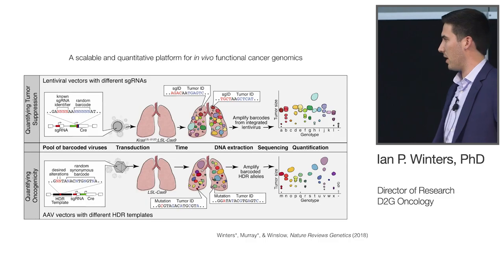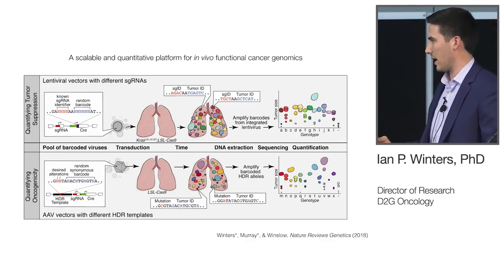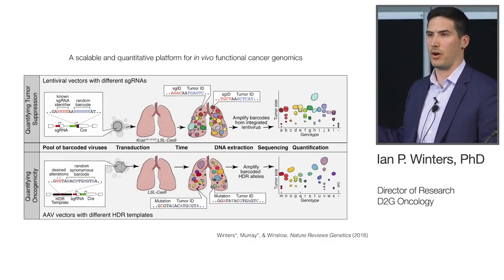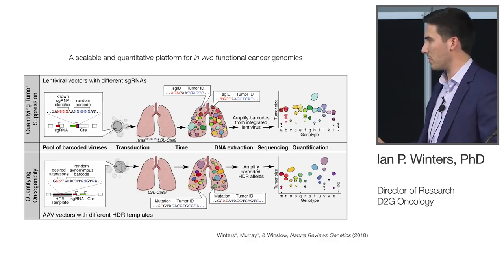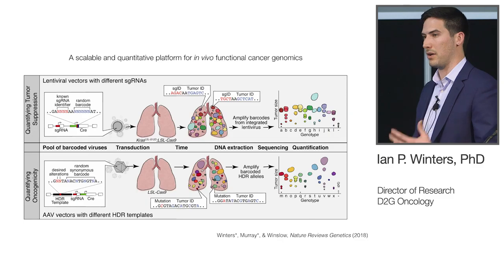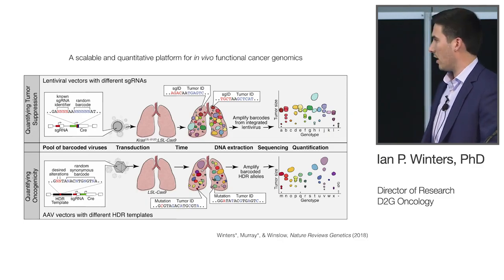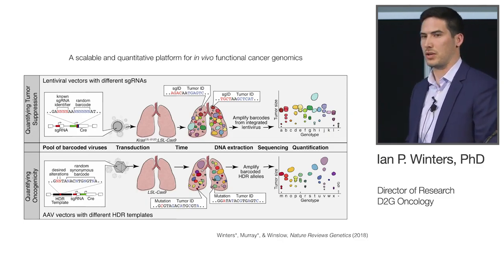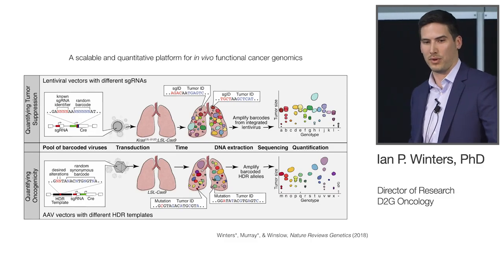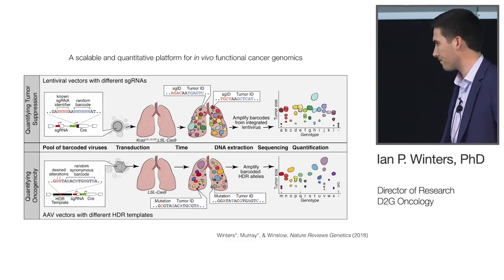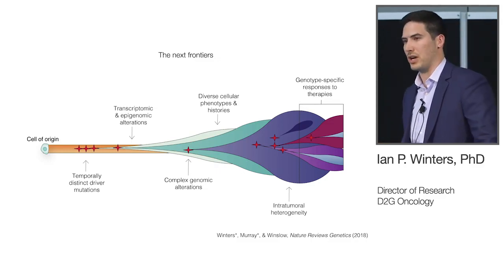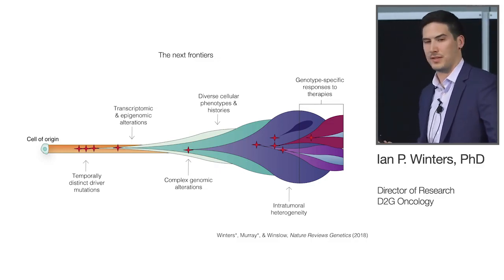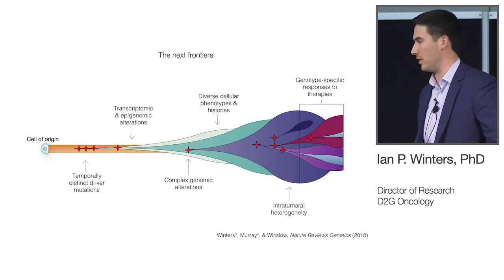So what I've talked about is these two platforms where we can take these barcoded guide RNA libraries to either study tumor suppressor loss in the context of a particular driver oncogene, or to do this homology-directed repair to study activating point mutations in oncogenes. There are many other types of alterations and methods of perturbing cells that we haven't been able to achieve yet.